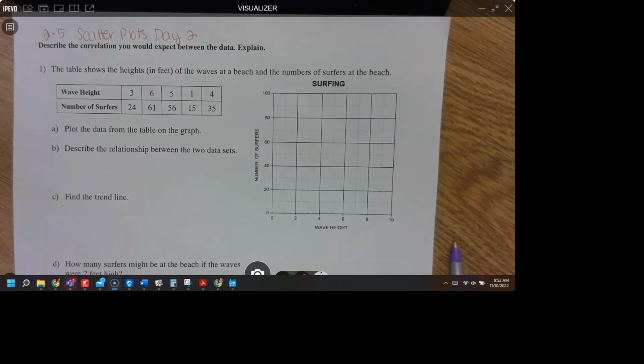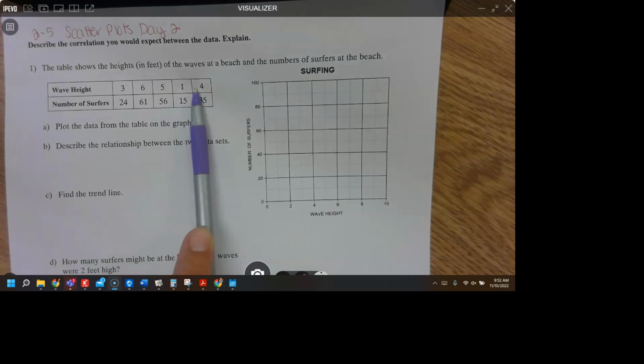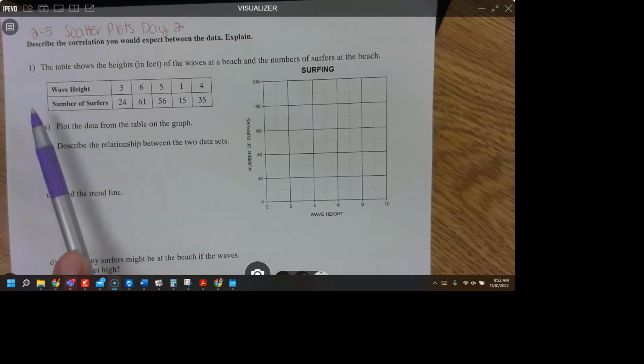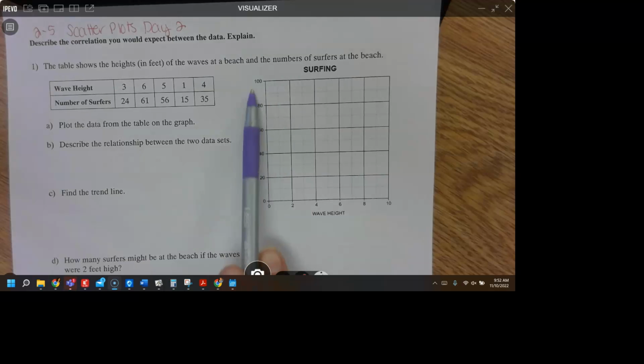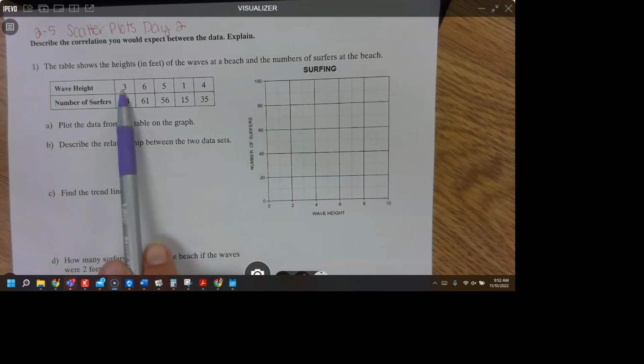All right, so it says the table shows the height in feet of the waves at a beach and the numbers of surfers at that beach. So X is always across the top column of a table, Y is always across the bottom. So we're going to say that the waves are X, number of surfers are Y. So we're going to plot our points.